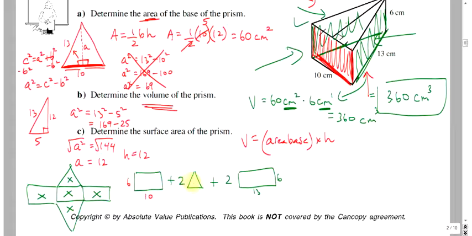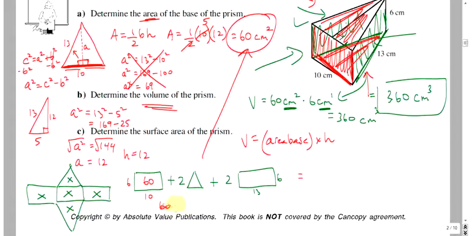Okay? And I have two triangles. Did I already figure out the area of the triangle? Yes, I did, because that's the area of the base. I have one on the bottom, and I have one on the top. Here are my 5 pieces: 1, 2, 3, 4, 5. I just need to add all these up, and I'm done. This one is 60.